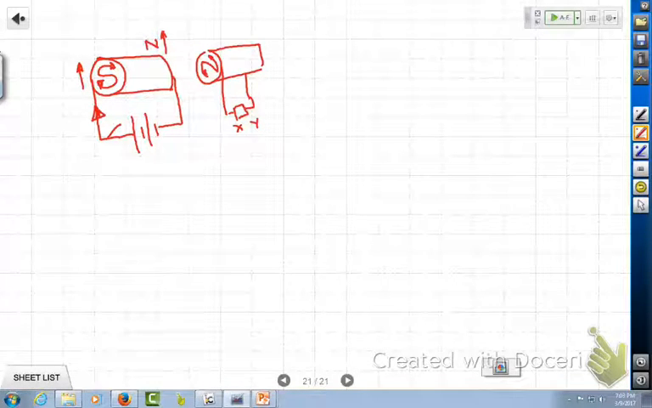Which is going to cause the current to flow up that wire, which means the current flows from Y to X, from Y to X, yes, Y to X.